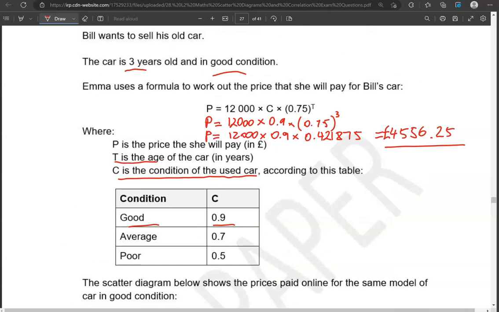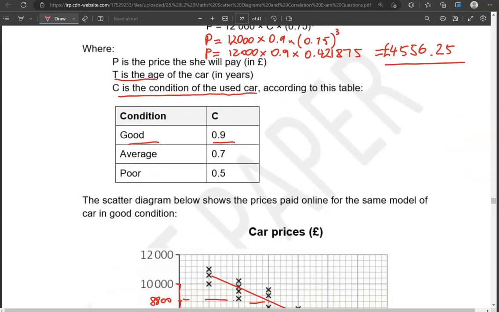and we've got this amount that Emma would give him, so we're going to work out the difference. So 8,800 take away 4,556.25.